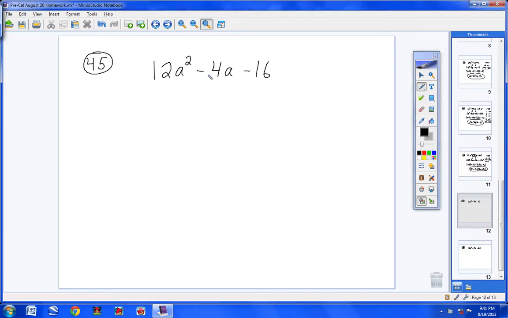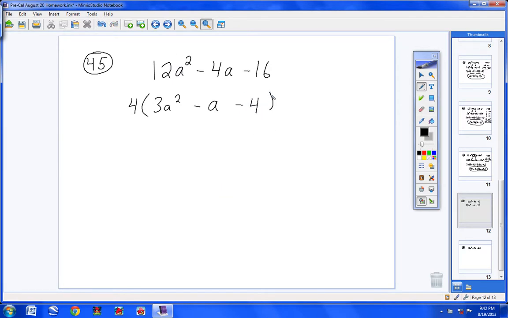I've got a 12, a 4, and a 16. I can finally factor something out first. I'm going to factor out a 4. Notice there's not an a in every term, so I cannot pull out an a. And let's see. Here I would have a 3a squared. 4 times 3 is 12, 12a squared. Here I would simply put a negative a, because 4 times negative a is negative 4a. And then over here a positive 4. No, that's incorrect. It would be a negative 4. 4 times negative 4 is negative 16.